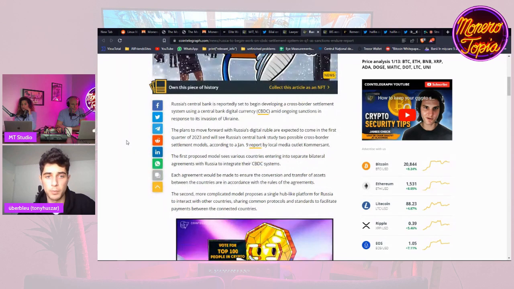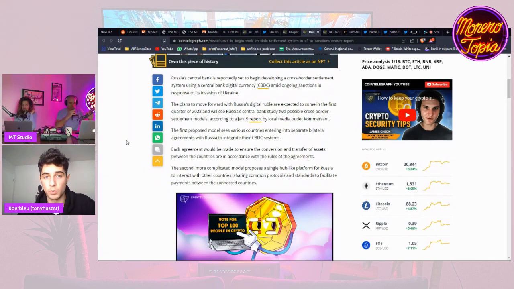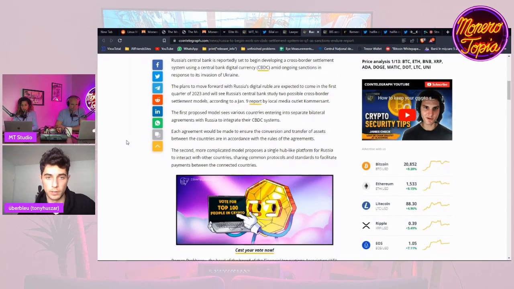And the first proposed model sees various countries entering into separate bilateral agreements with Russia to integrate their CBDC system. Each agreement would be made to ensure the conversion and transfer of assets between the countries are in accordance with the rules of the agreements.